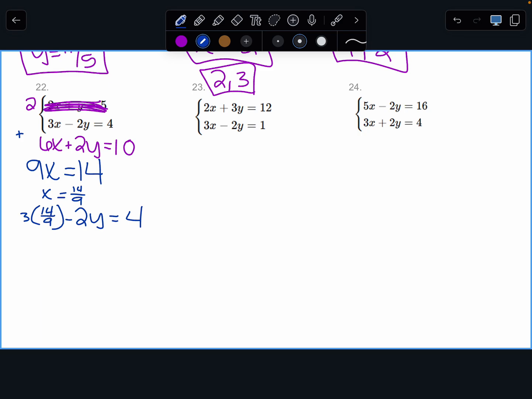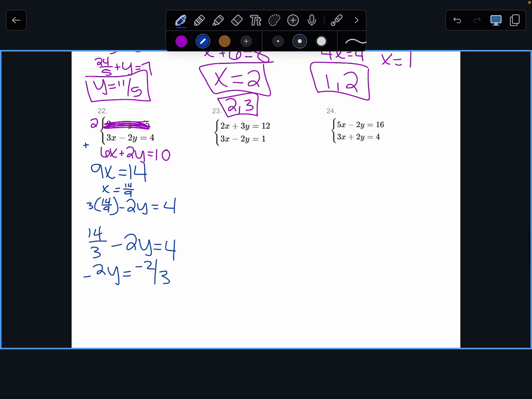3 times 14 over 9 is going to give you 14 over 3. 2y equals 4. And do 4 minus that. And get negative 2/3 and divide that by negative 2. So you should get y is equal to 1/3. Again, if you were super confused on that one, it's okay. I'm not worried about the fractions.